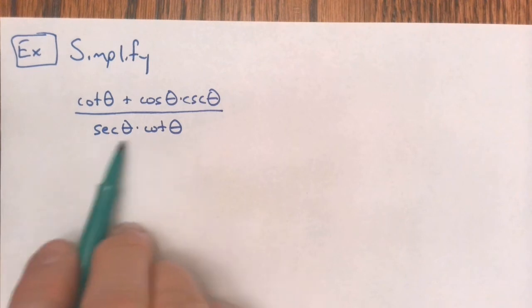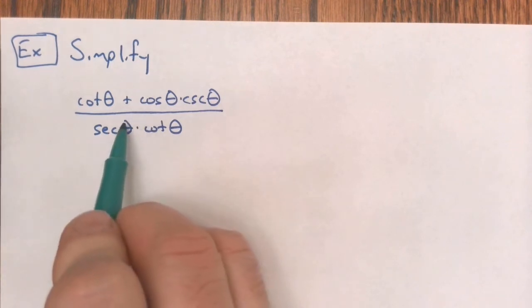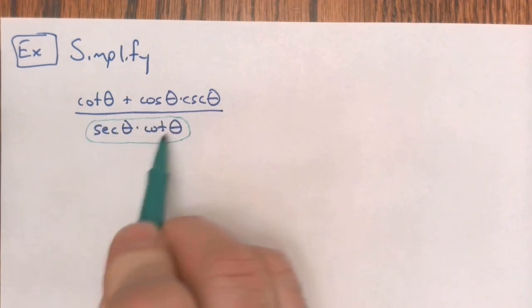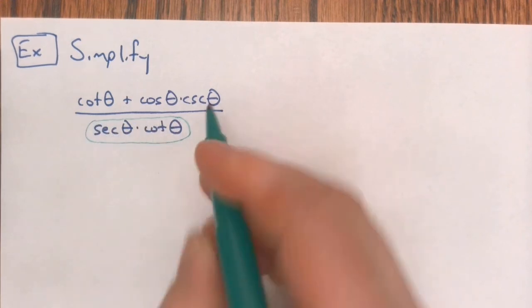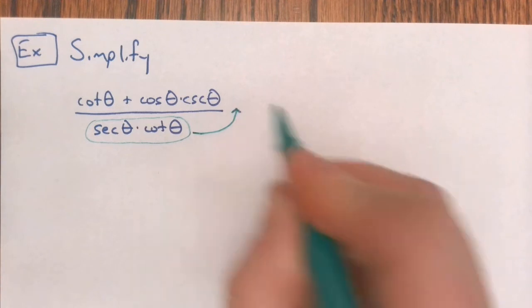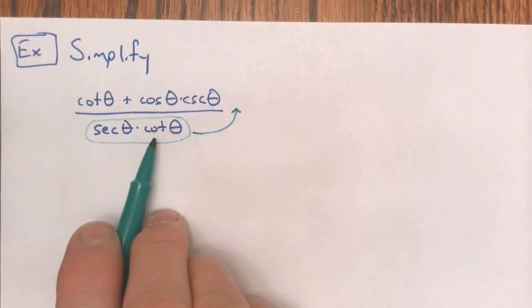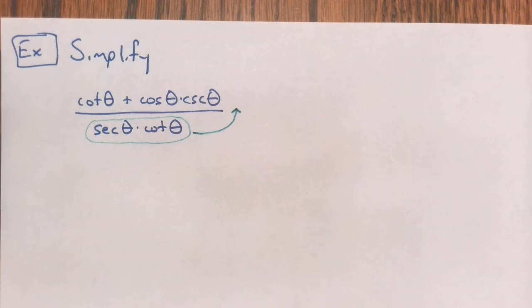Again, when there's no addition or subtraction here, I can take both of these, and instead of dividing by each one, I can multiply by their reciprocals. So instead of dividing by secant, I can multiply by its reciprocal, which is cosine. And instead of dividing by cotangent, I can multiply by its reciprocal, which is tangent.